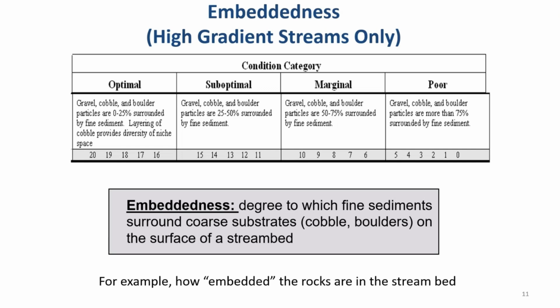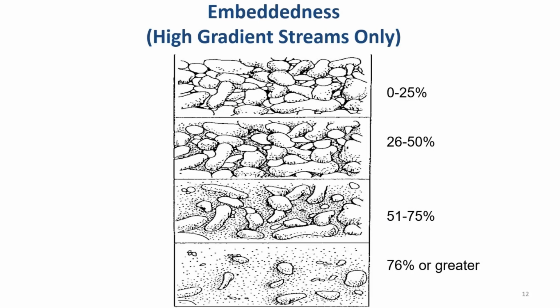So it's going to have lots of places for macroinvertebrates to live. There are little nooks and crannies for them. And if there's less, 25 to 50%, it would be in the suboptimal range. Marginal would be 50 to 75% covered by fine sediment. And if it's more than 75%, that would be poor. Here's an illustration of what that might look like.